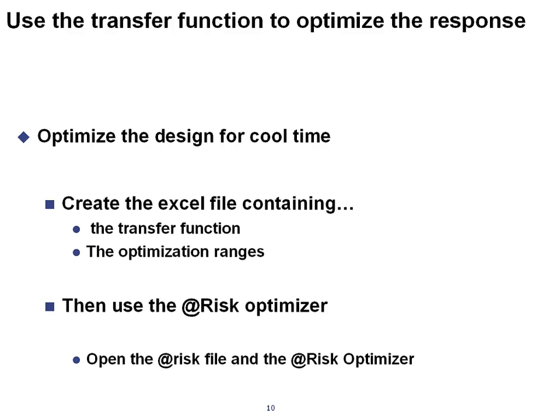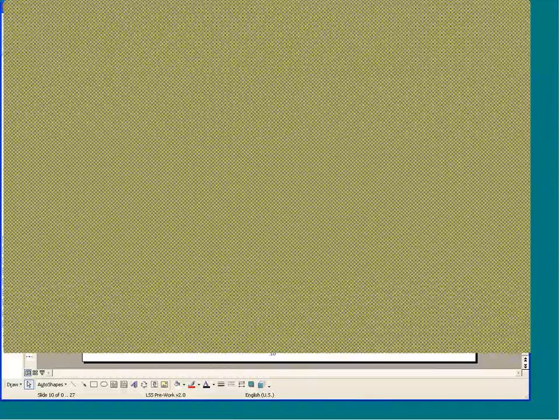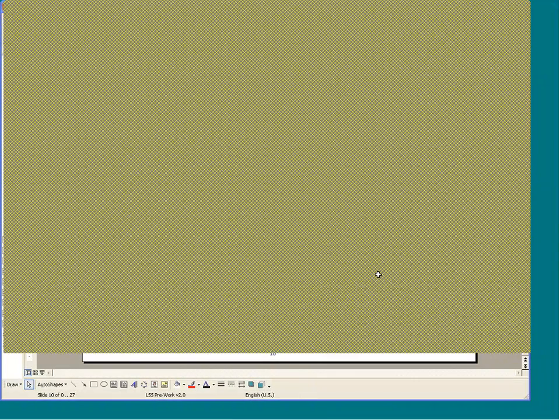So the step is to create an Excel file that contains that transfer function in it and the range for the X's over which to do the optimization search. Of course, then open up the optimizer and run it. So if I get out of the PowerPoint and into the Excel, you'll see, I hope everyone can see the Excel file, and I have the @RISK Optimizer and the @RISK Monte Carlo simulator running.